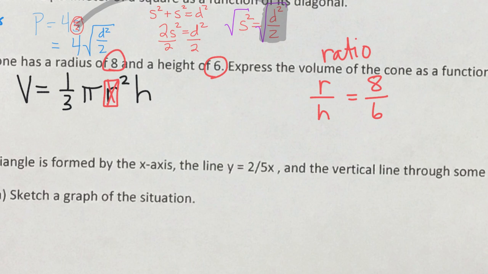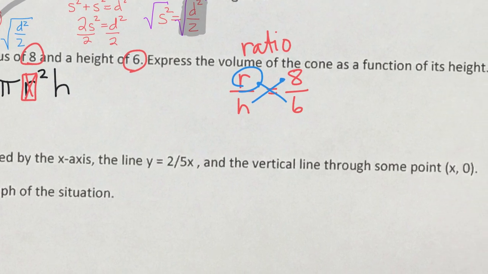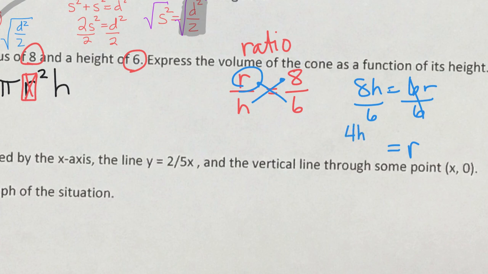And we're going to solve this equation for r. So we can cross multiply, right? This is the easy way to do it. I guess easy, but 6h equals 8r. Nope, switch that. 8h equals 6r. Divide both sides by 6 and reduce. So what does 8 over 6 reduce to? 4 over 3. 8 and 6 both have a multiplier of 2. They're even numbers, so we can divide them both by 2.